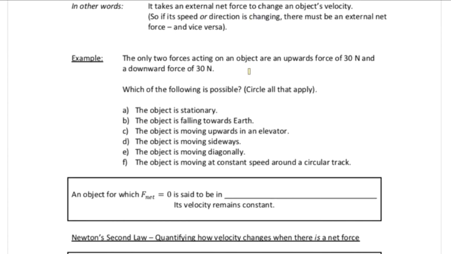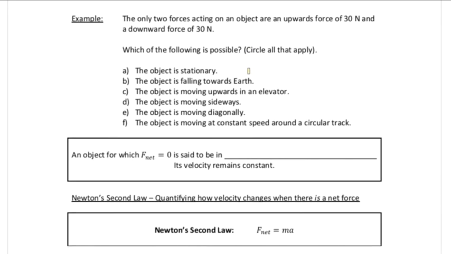Let's take a look at an example. We've got an object that has only two forces acting upon it, a force of 30 newtons downwards and 30 newtons upwards. So there's our free body diagram. And the question is, which of the following is possible to be happening? Which is a possible physical situation that could be represented by this free body diagram? So pause the video for a moment, think through that, and then unpause.